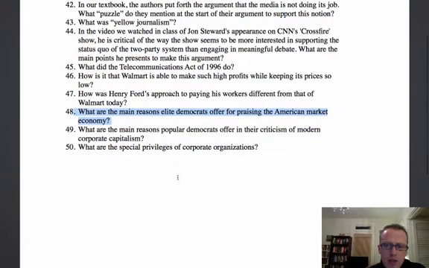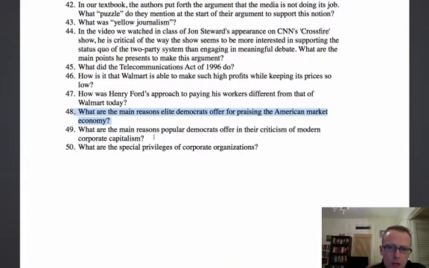Now, what are the main reasons elite Democrats offer for praising the American market economy? Well, one of the main reasons elite Democrats might praise the market economy is because they believe that it produces a meritocracy, that those who are successful have to struggle against the odds, that those who have money got it because they earned it, because they merited it. So it's really up to them. It's about their voluntary actions. It's about individuals in the marketplace deciding for themselves.